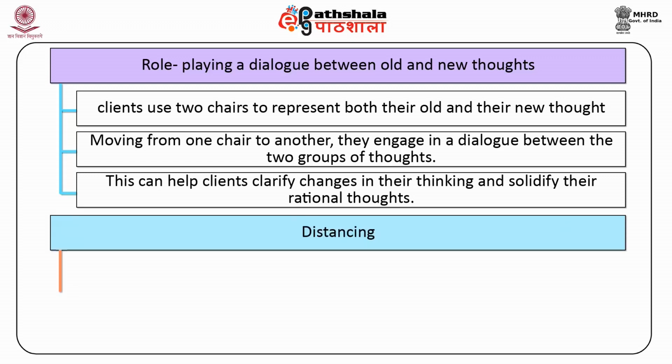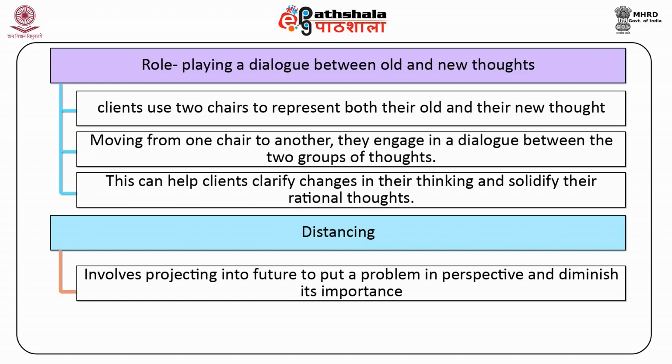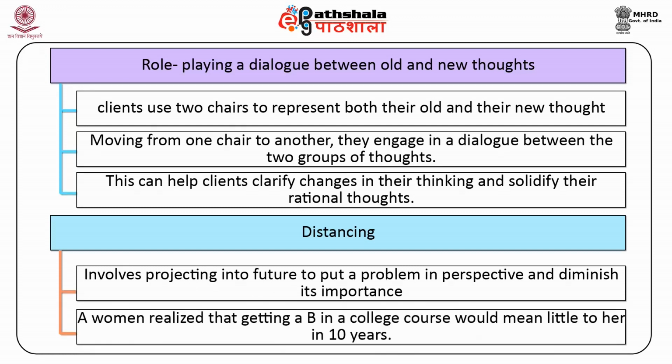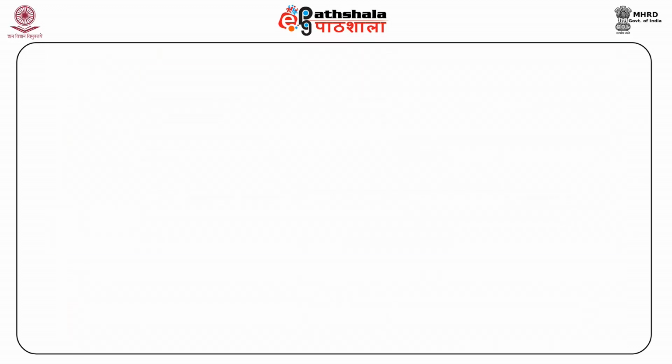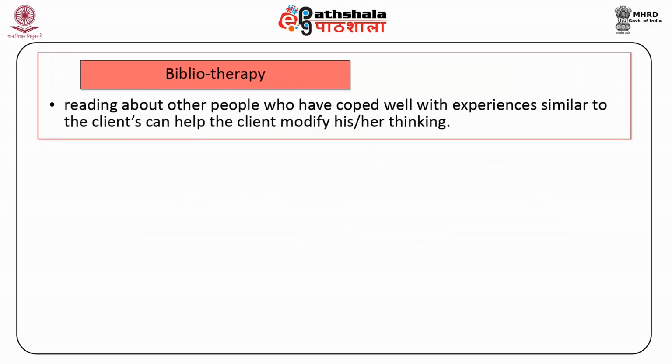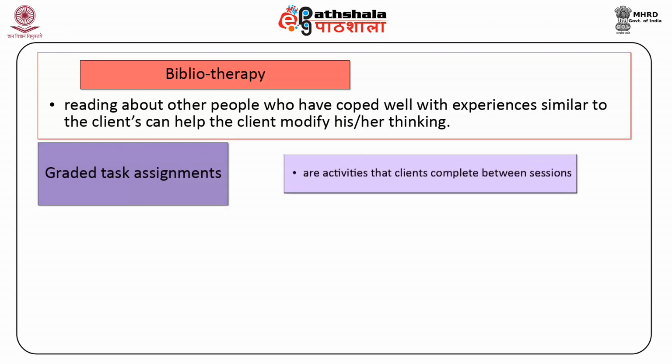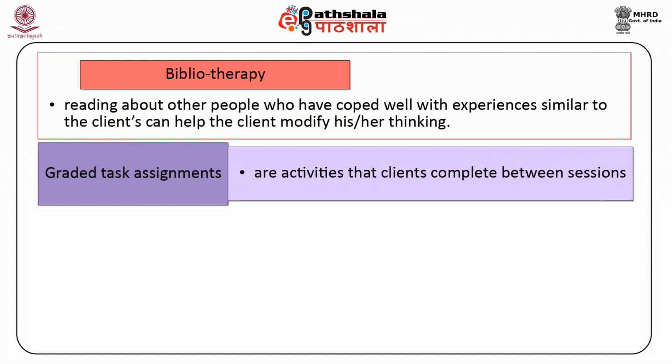Distancing involves projecting into the future to put a problem in perspective and diminish its importance. A woman realized that getting a B in a college course would mean little to her in 10 years. Bibliotherapy. Reading about other people who have coped well with experiences similar to the client's can help the client modify his or her thinking. Graded task assignments are activities that clients complete between sessions.